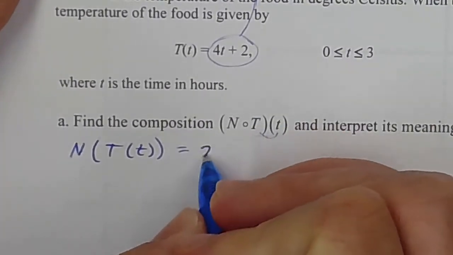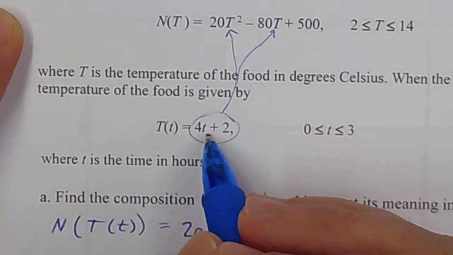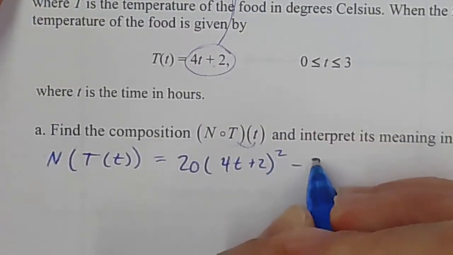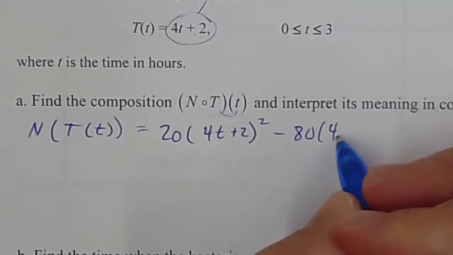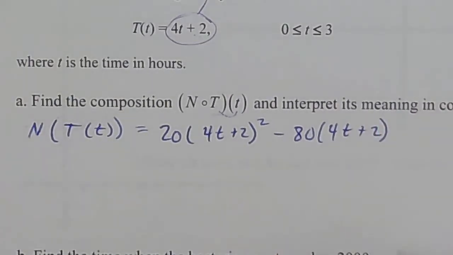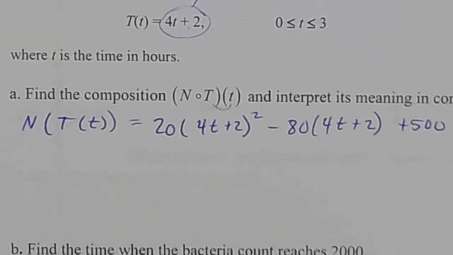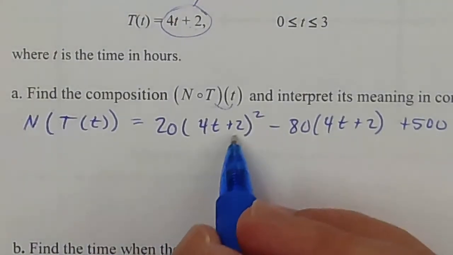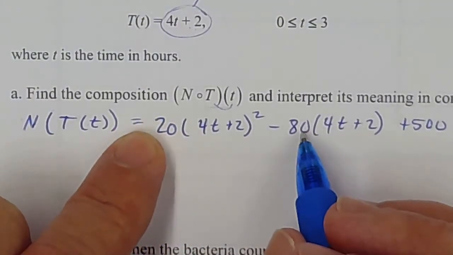All right, so it's going to look like this. 20, instead of t squared, I have to plug in this function 4t plus 2. And then it says minus 80t, so the function goes in. Plus 500. Now we've been through these algebra steps before. These numbers are just bigger, that's all. So we're supposed to expand and take care of this exponent first before we multiply by the 20 and the 80. Just wait on those.